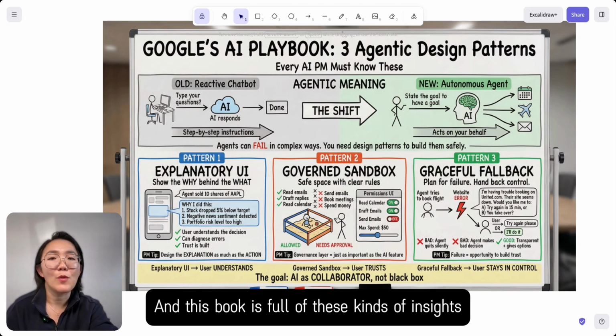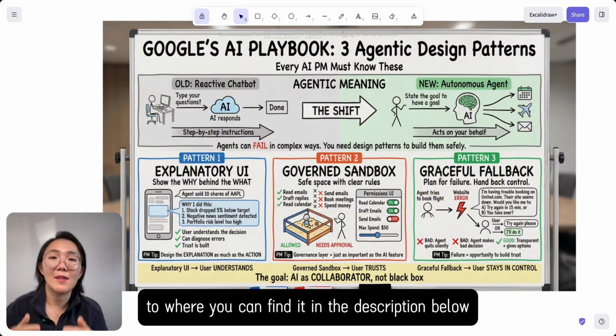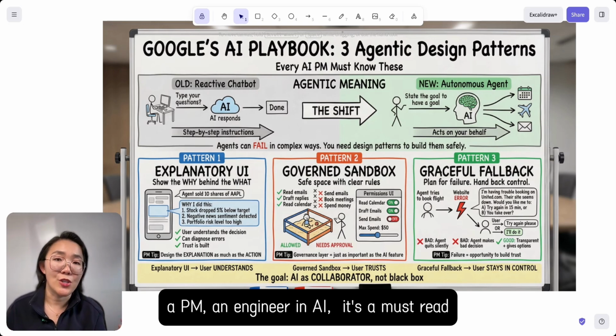And this book is full of these kinds of insights. I'll link to where you can find it in the description below. So if you are a founder, a PM, or an engineer in AI, it's a must read.